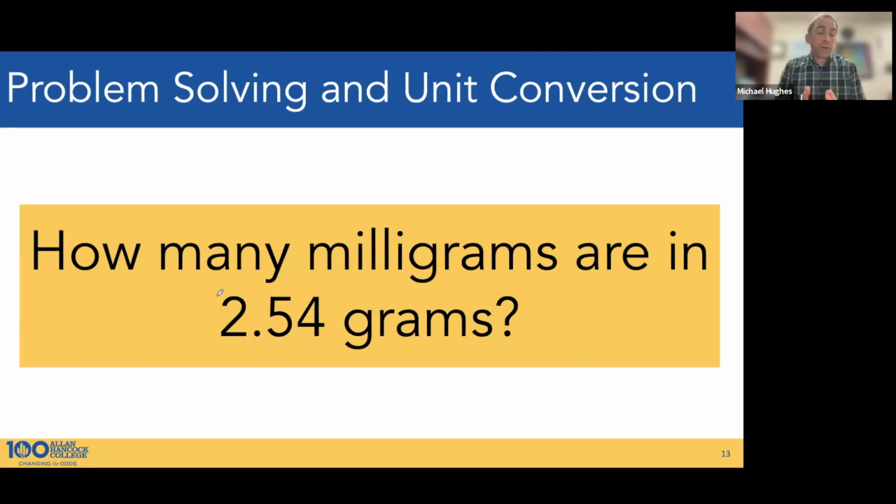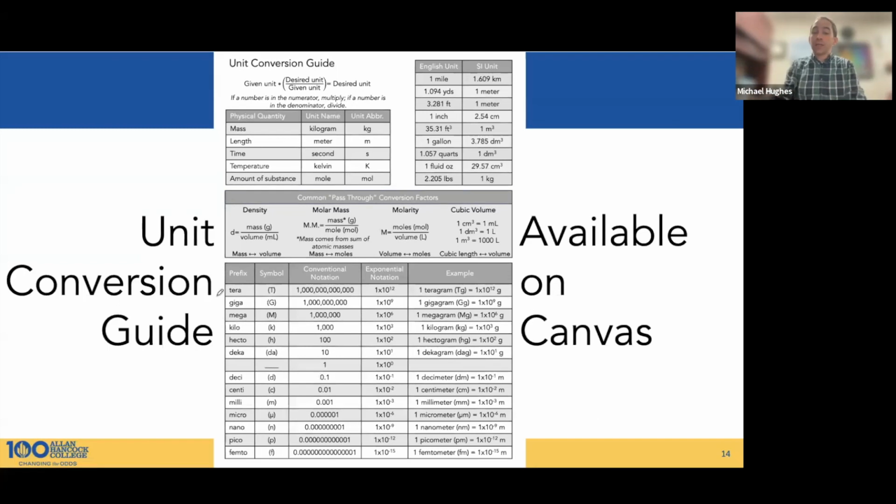How many milligrams are in 2.54 grams? So here's going to be our approach. First of all, we need to know the relationship between milligrams and grams. So use this conversion guide. It has all the prefixes here. So we can go down to milli and we could say, oh, there's 10 to the negative third meters in 1 millimeter. So this is the conversion factor that we're going to need.